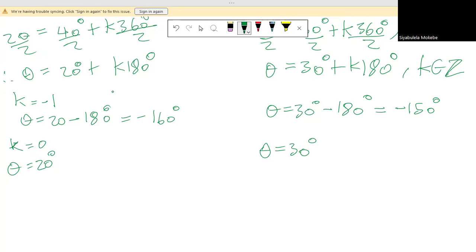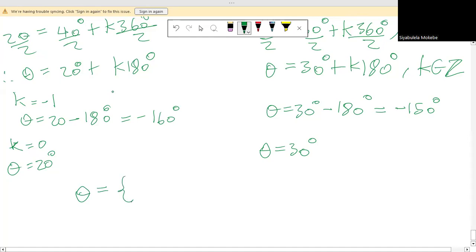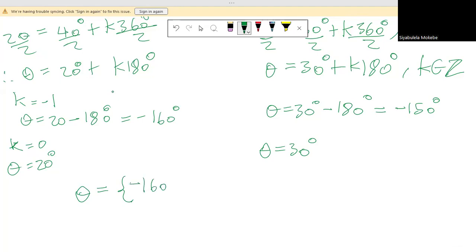Is negative 160 in the range? Yes, it's in the range because negative 160 is actually bigger than negative 180. So it's in the range. Therefore, for theta, we have 4 angles that will satisfy our solution: negative 160, negative 150, 20, and 30. So those are your 4 angles.